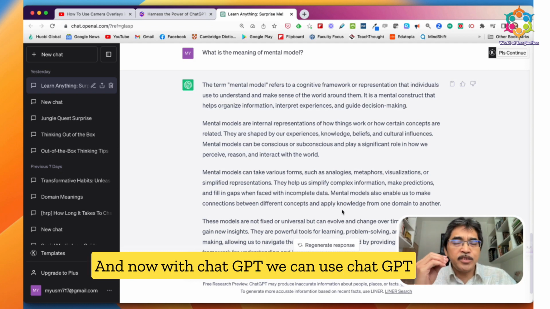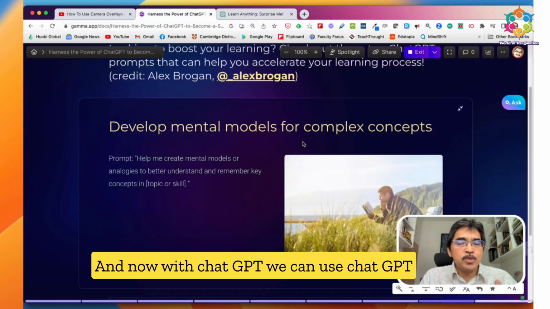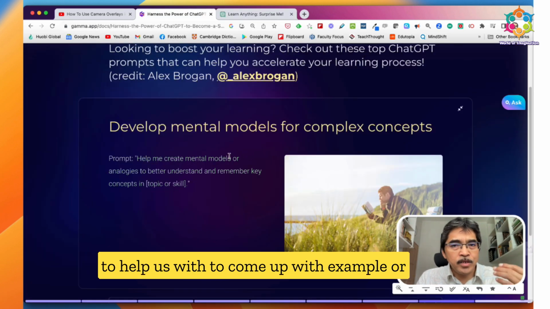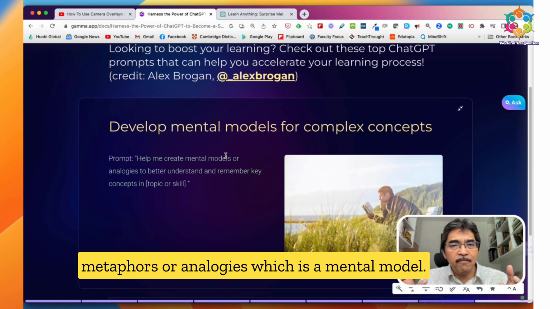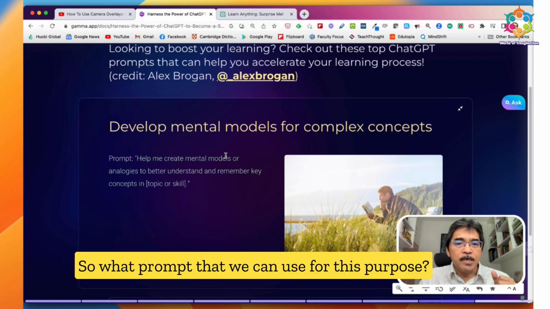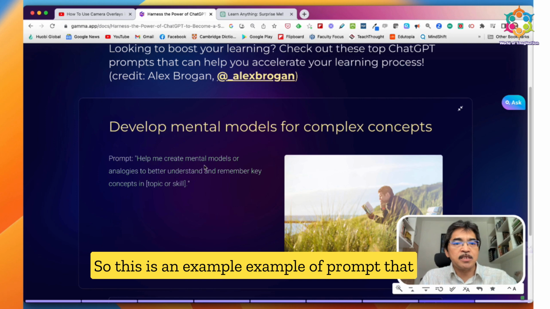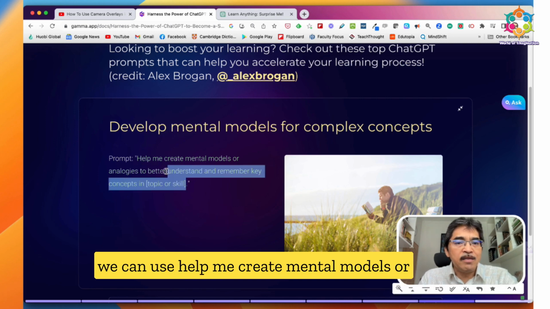And now with ChatGPT, we can use ChatGPT to help us come up with examples, metaphors, or analogies, which is a mental model. So, what prompt can we use for this purpose? This is an example of a prompt that we can use.